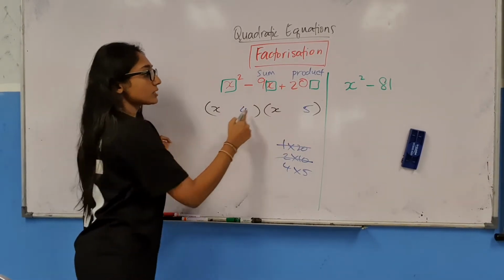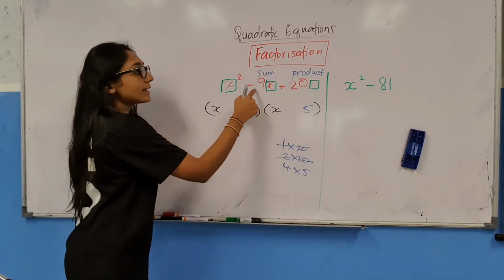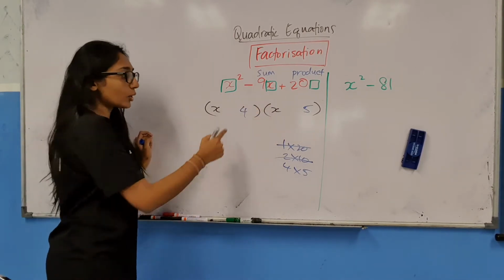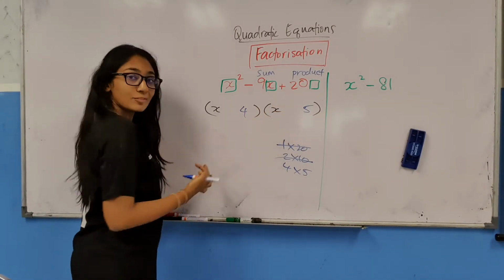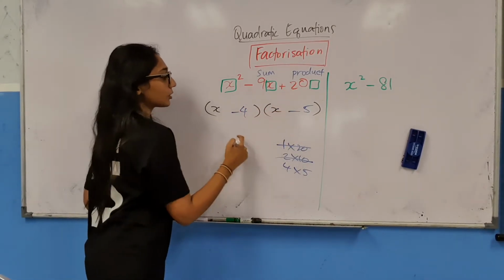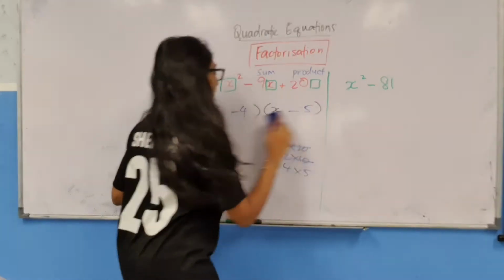But we need to know whether it's positive 4 or negative 4, positive 5 or negative 5. So think, to get negative 9, do I put positive and negative, negative and positive, or both positive or both negative? You must have both negative, because negative 4 and negative 5 is negative 9. Okay, so this is my factorization.